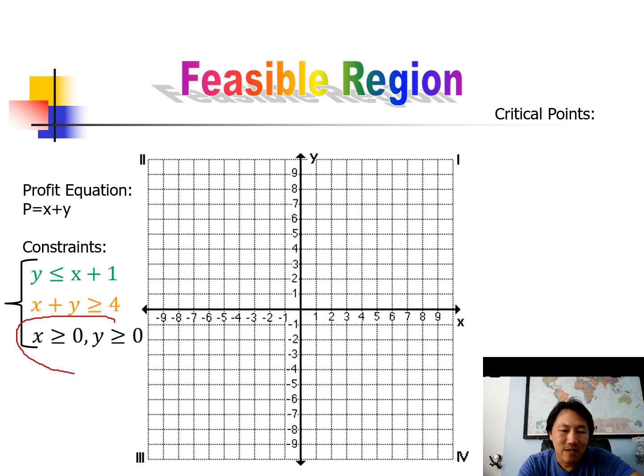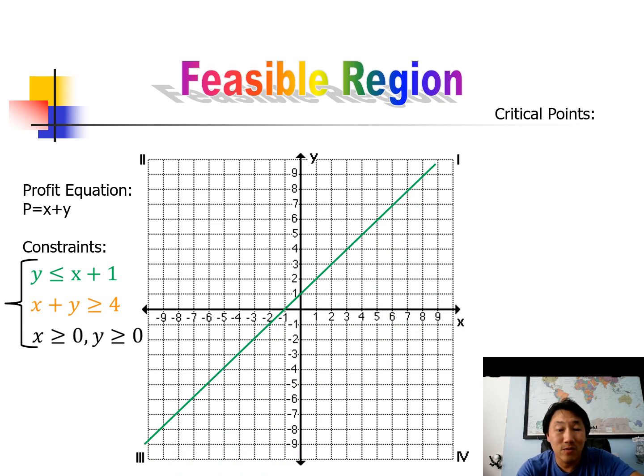Notice this X is greater than 0, Y is greater than 0. Remember, that means that we're only going to be working in the first quadrant, so you don't have to worry about any other quadrants. Let's go ahead and graph the green inequality. That's in slope-intercept form. Start at 1, and then the slope is up 1 over 1.